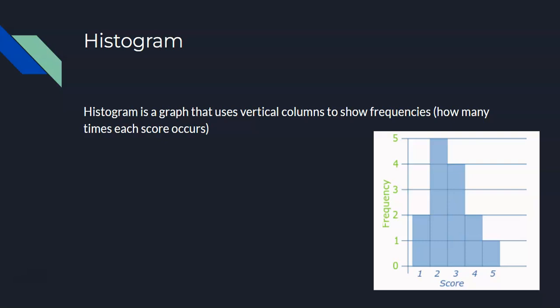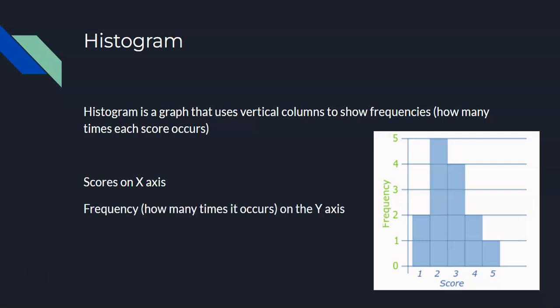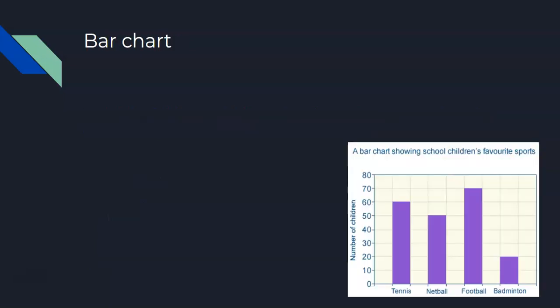Histograms are graphs that use vertical columns to show frequencies, or how many times each score occurs. Now you've got the scores on the x-axis at the bottom there, how many times you could either score 1, 2, 3, 4, or 5. And then on the y-axis, we've got the frequency, how many times this actually occurred. And the thing that makes histograms different to bar charts is the columns are touching. We'll go through why a little bit in our lesson.